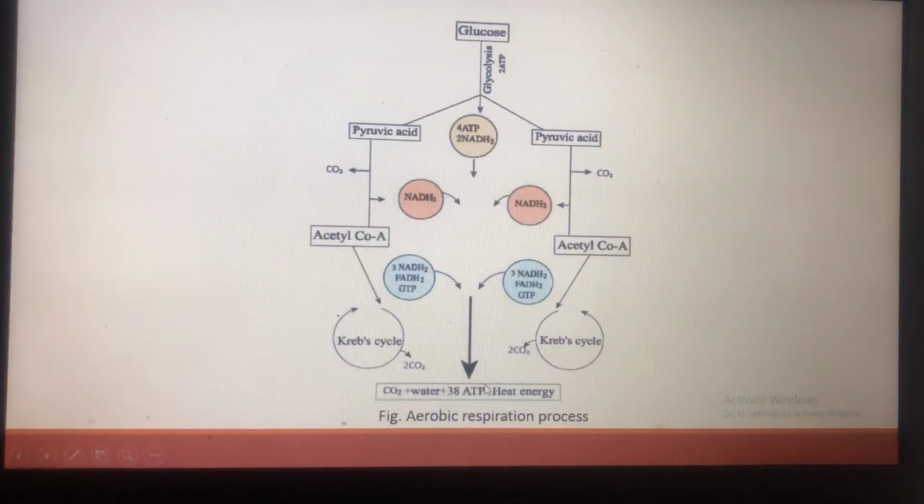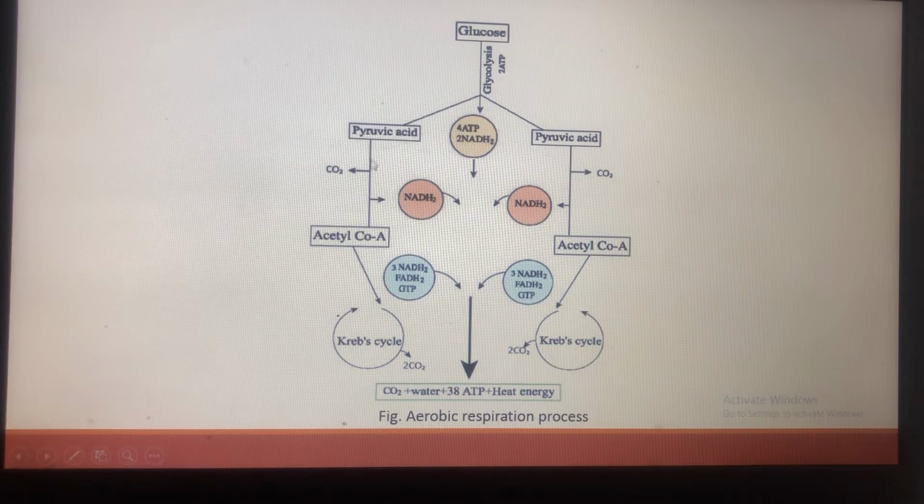Okay, so here is a flow chart showing how aerobic respiration actually takes place. It will be a lot easier after I explain this figure to you. So here our first product was glucose, which after glycolysis produced 2 pyruvic acid and 4 ATP and 2 NADH2. These were our products, but here you can see that 2 ATP are used during glycolysis, so here only 2 ATP will be produced. Okay, then comes the acetyl-CoA formation.